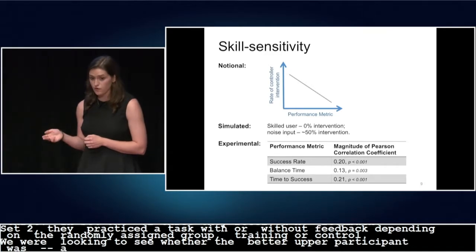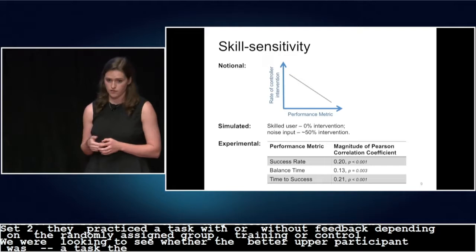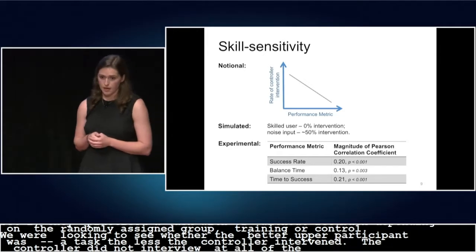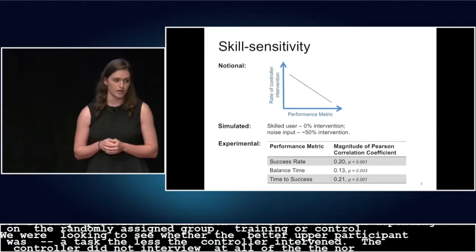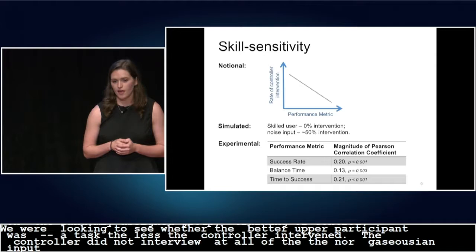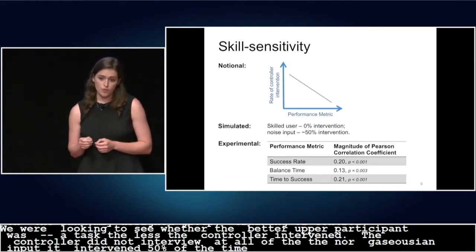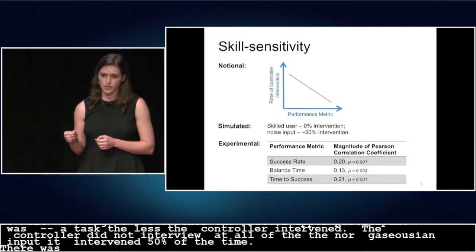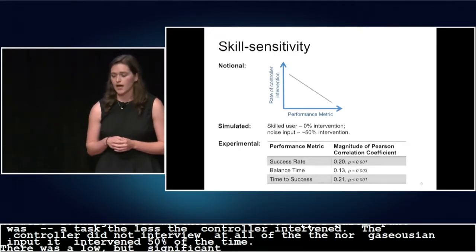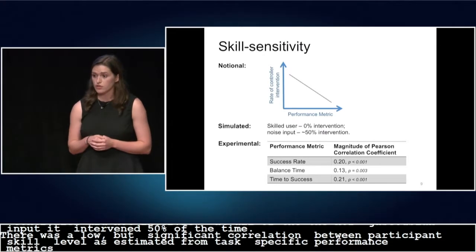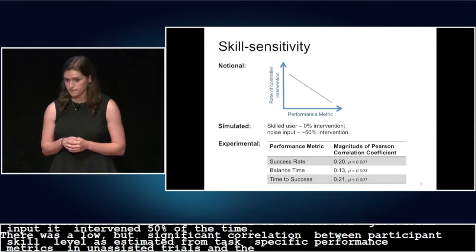In simulation, for a perfect user, the controller did not intervene at all. For Gaussian noise input, the controller intervened about 50% of the time, which makes sense for this simple one-dimensional task. In experimental data, the trend was similar. There was a low but significant correlation between participant skill level, as estimated from task-specific performance metrics in unassisted trials, and the rate of controller intervention during assistance.